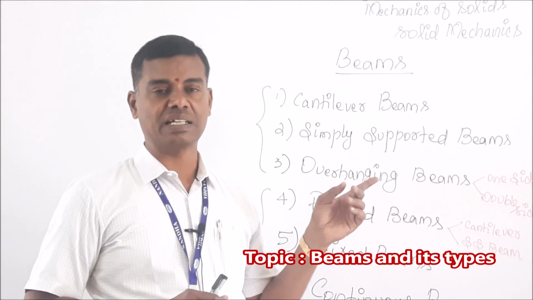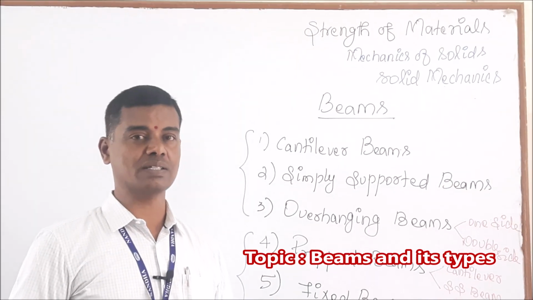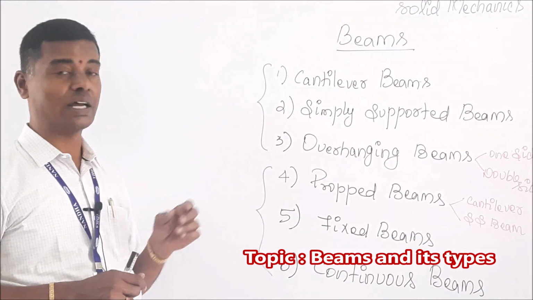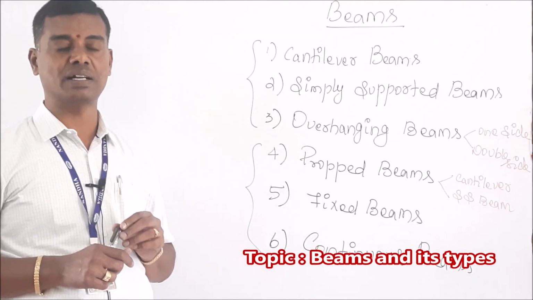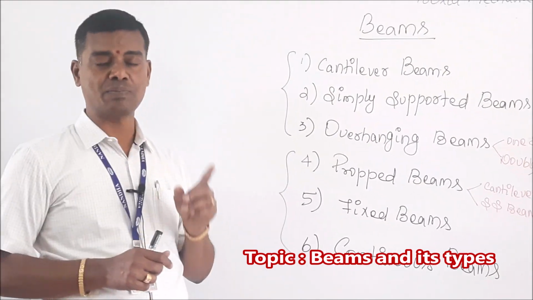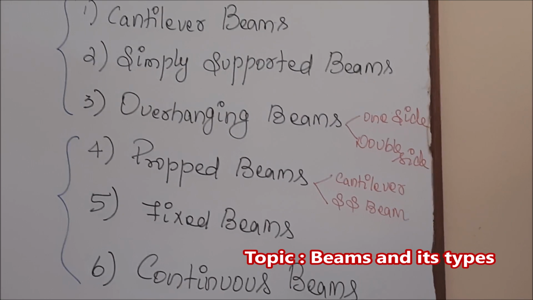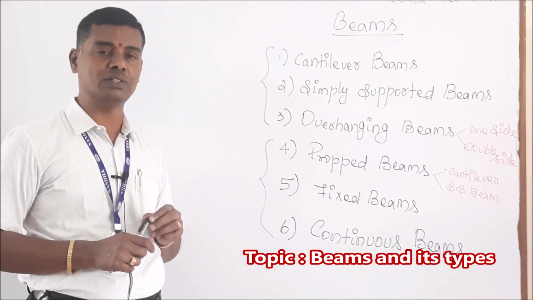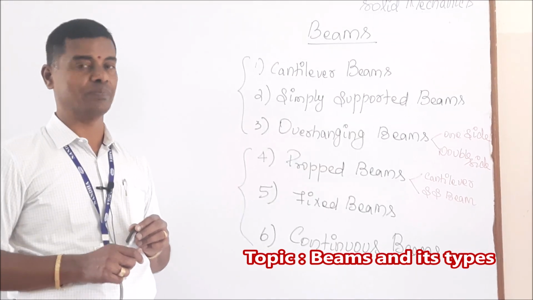The beams are normally classified into 6 types as per our module or syllabus. That is cantilever beams, simply supported beams, overhanging beams, propped cantilever beams, fixed beams and continuous beams. The overhanging beam is subclassified into two types: one side overhanging beam and double side overhanging beam. And the propped beam is subclassified into two types: propped cantilever beam as well as propped simply supported beam.